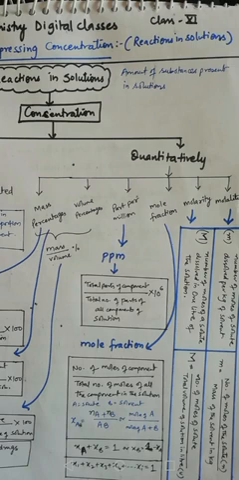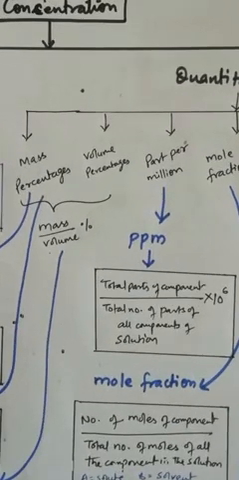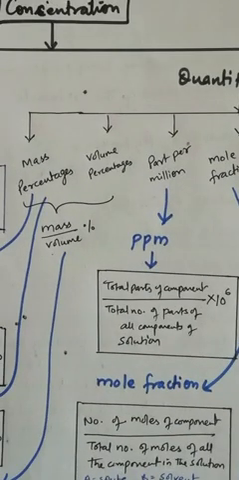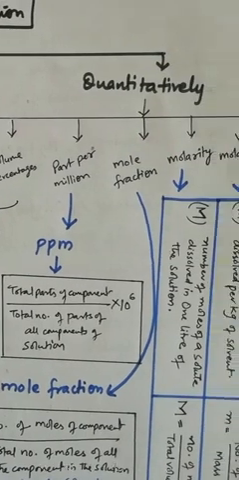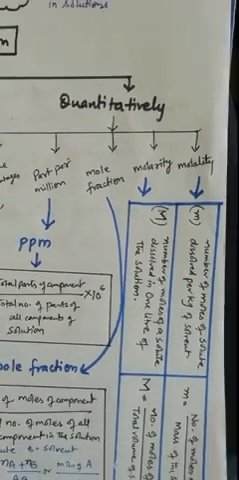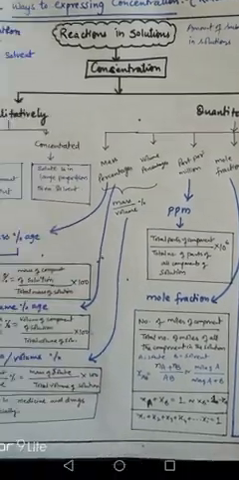There are basically 6 different quantitative terms, in which the first is mass percentage, second is volume percentage, then combined mass volume percentage, parts per million, mole fraction, molarity and molality. These are very important, dear students. So one by one we will discuss.